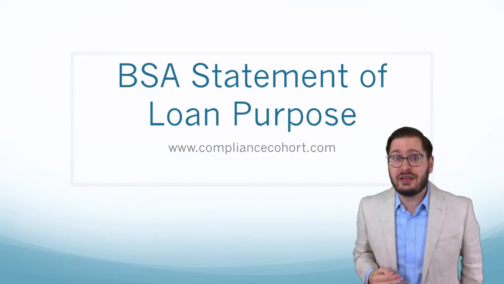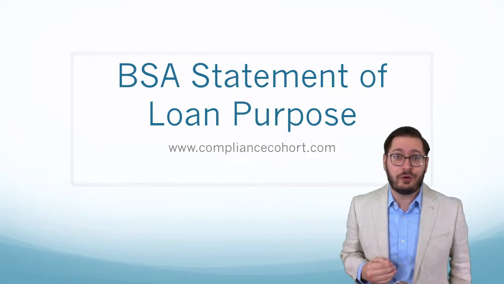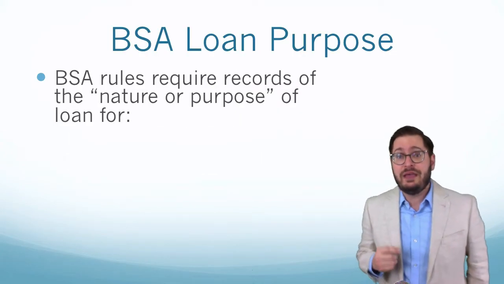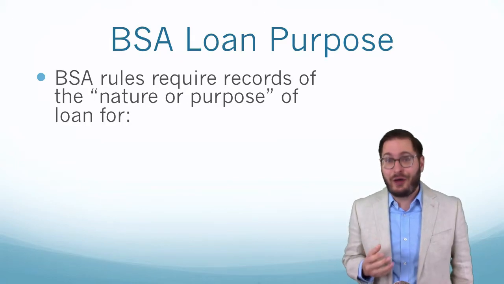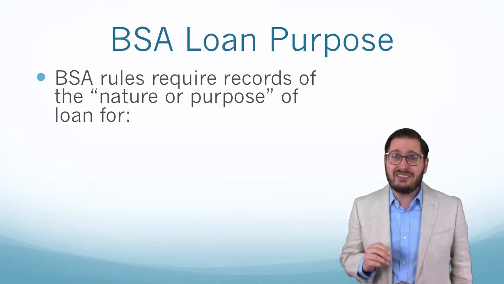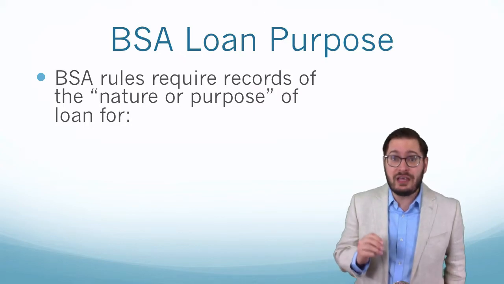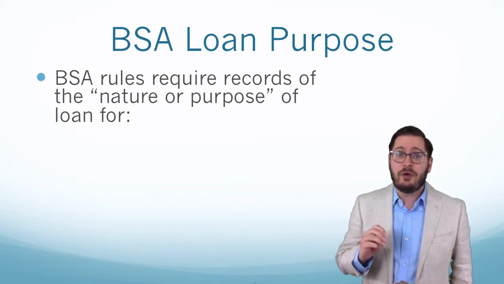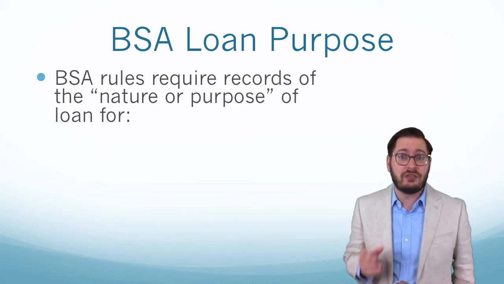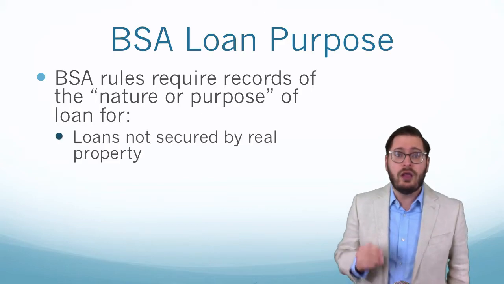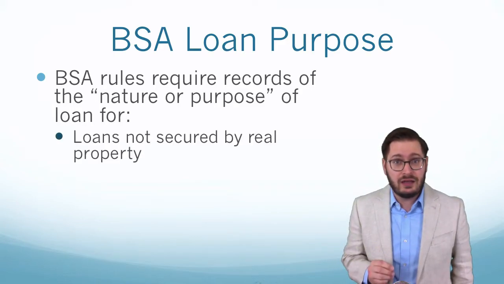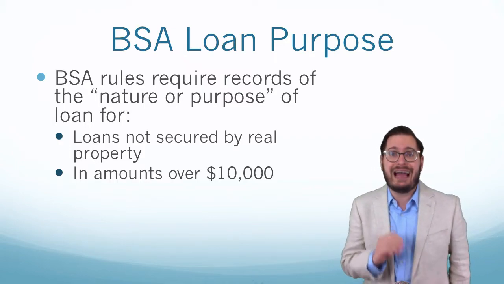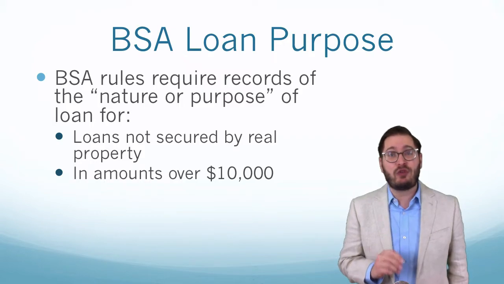Today, this compliance clip is going to discuss the statement of loan purpose under the Bank Secrecy Act. So this is a BSA topic. Now, BSA rules have certain record retention requirements, and one of those requirements has to do with loans. Specifically, BSA rules require that certain loans contain a specific nature or purpose of the loan. And this is required for loans that are not secured by real property and in amounts over $10,000. So what we're talking about here are non-real estate loans in amounts greater than $10,000.